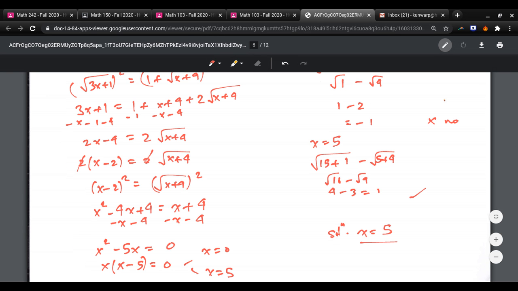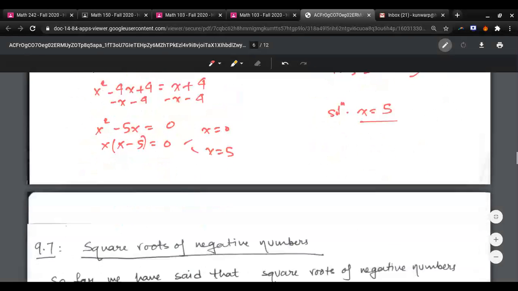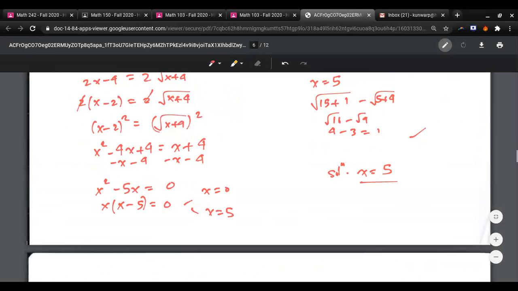So this is why the verification is important, because even if you solve and get an answer, it may not be the right solution. That's the end of this section.